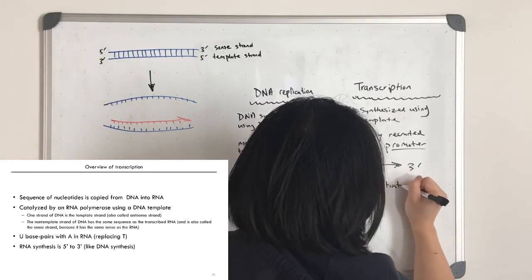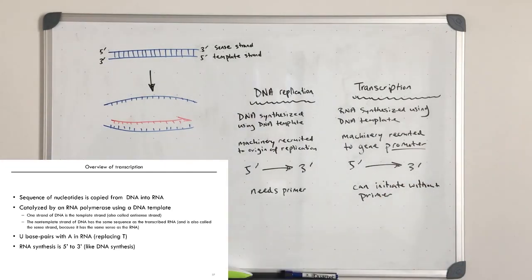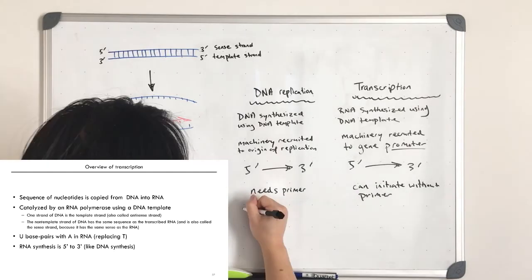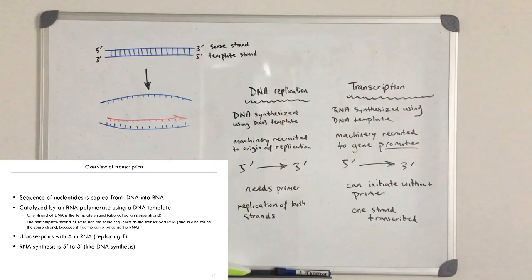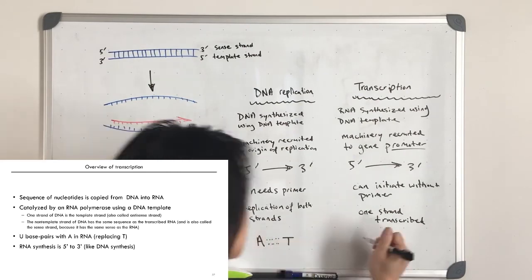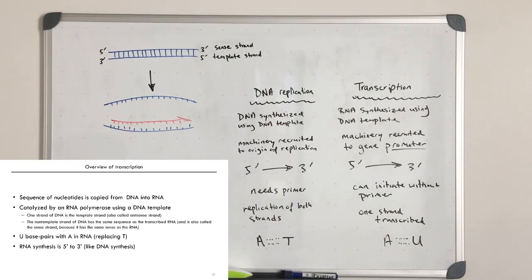In DNA replication, the polymerase requires a primer, whereas in transcription, RNA polymerase can initiate RNA synthesis without a primer. In DNA replication, both strands are copied, whereas in transcription, only one strand is transcribed. And of course, in DNA replication, T's are added where they base pair with A's in the template, and in transcription, U's are added where they base pair with A's in the template.